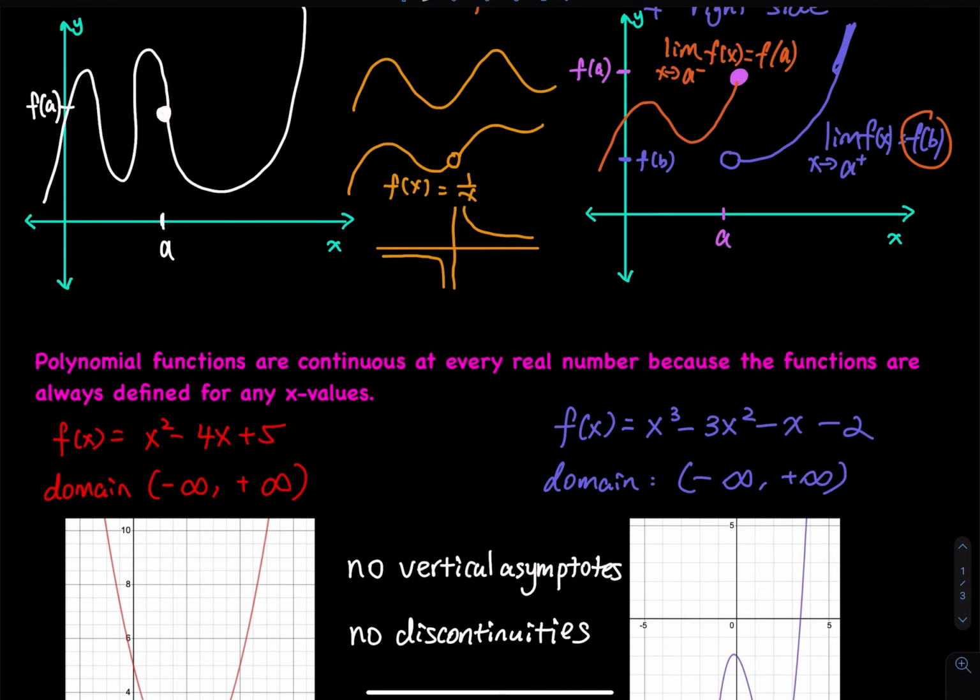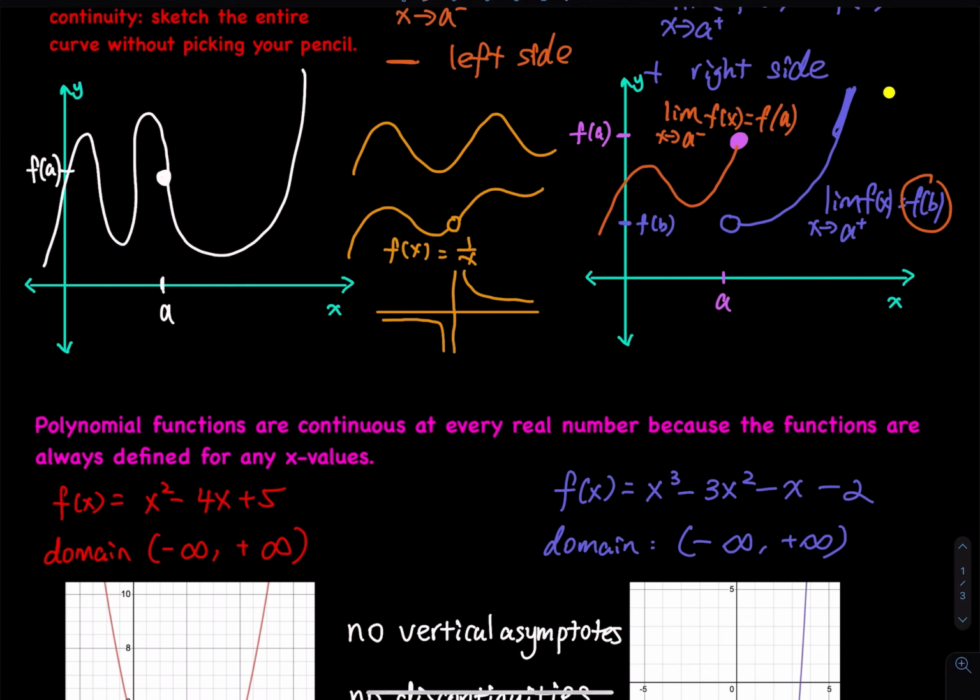So if you go back to the previous picture, the one that you are looking at on the right-hand side, we say that the function is not continuous when x is equal to a, because at x equals a, look, the function is broken into two pieces. So unfortunately, the function is not continuous when x is equal to a.